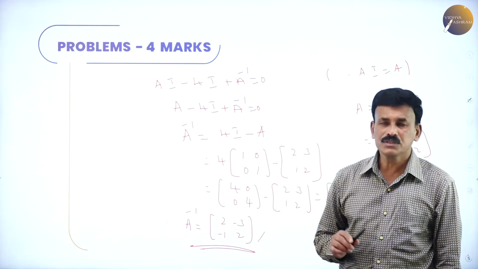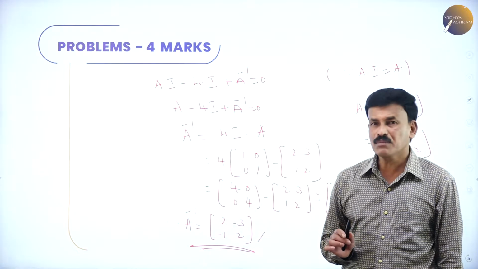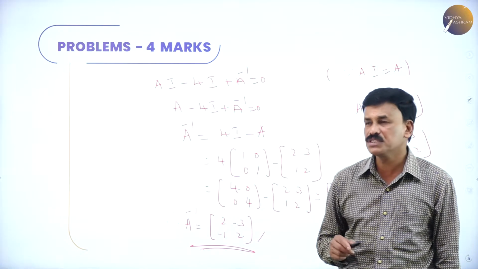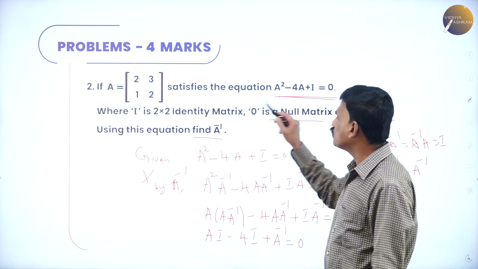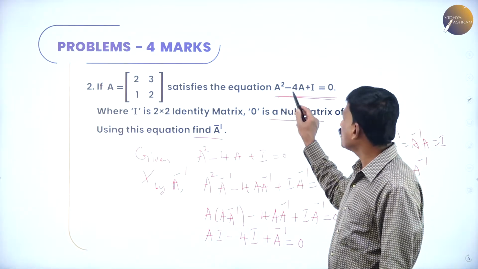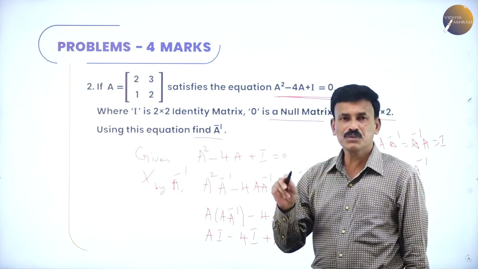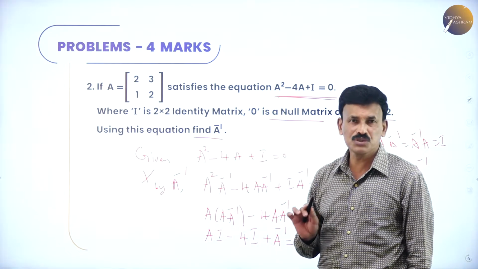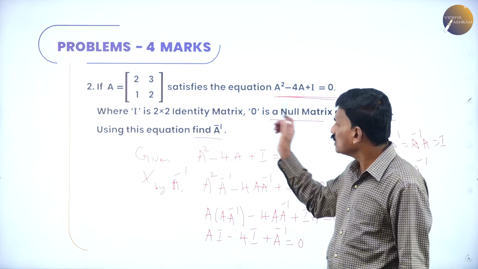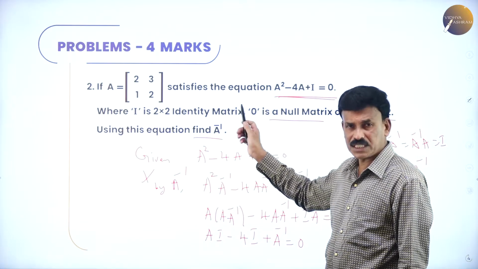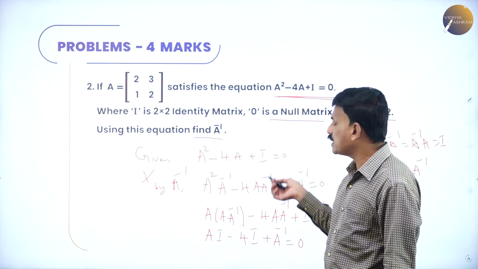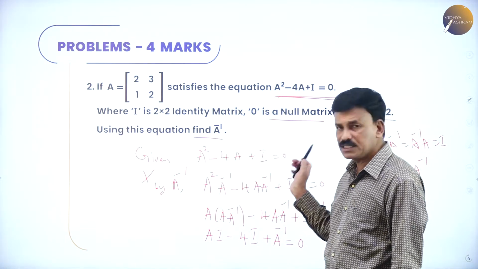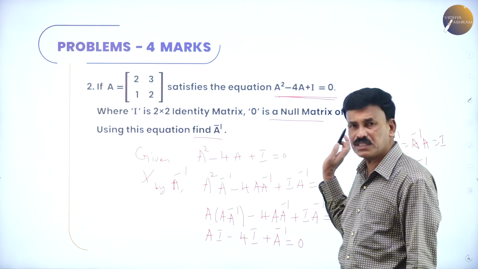Now what is important here is that the majority of the students in the examination will verify this equation. They will find A square, substitute here, simplify and put 0 0 0. That is wrong. Just don't verify this equation. They have already given that if it satisfies the equation, then only we will get an inverse. So find that inverse. This is the method to find the inverse.